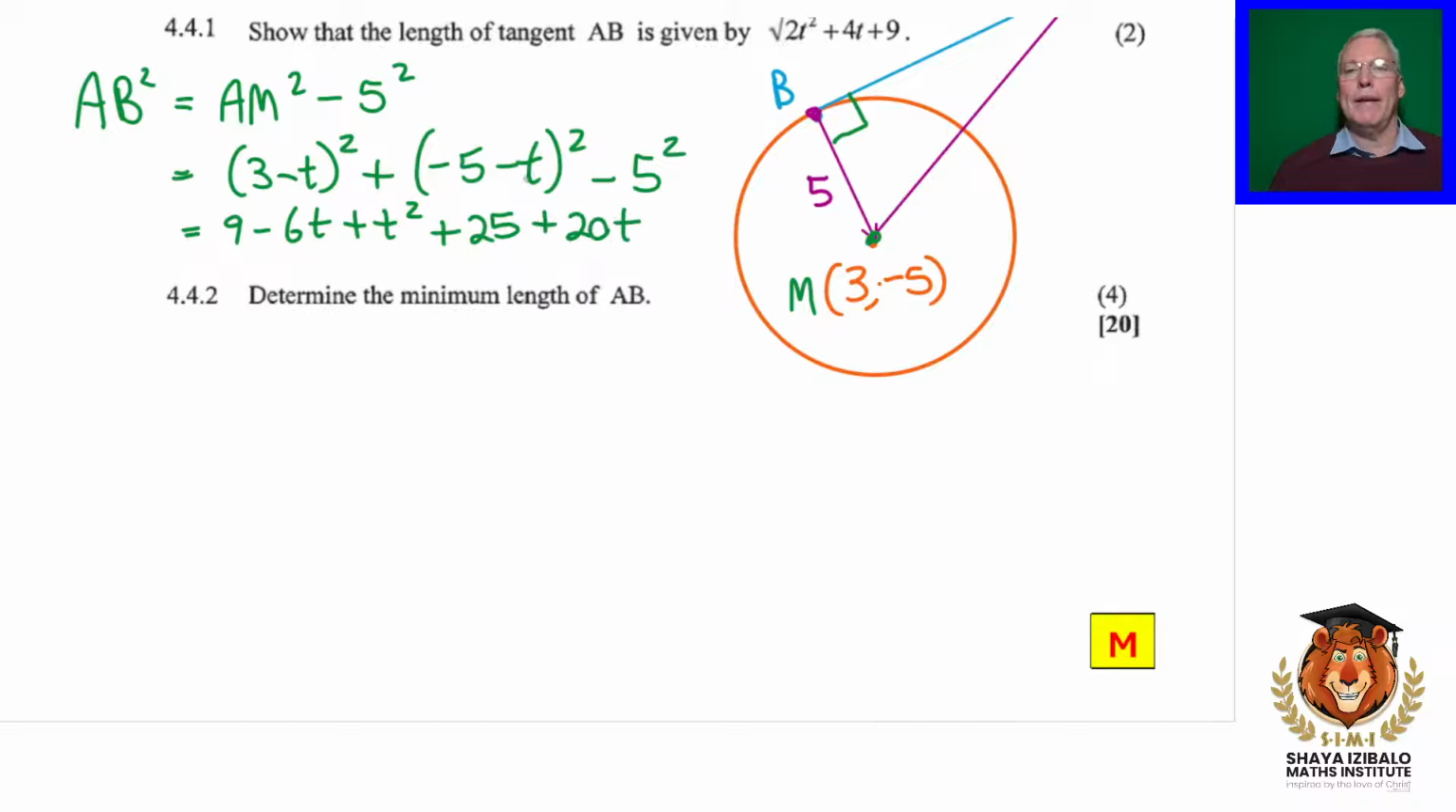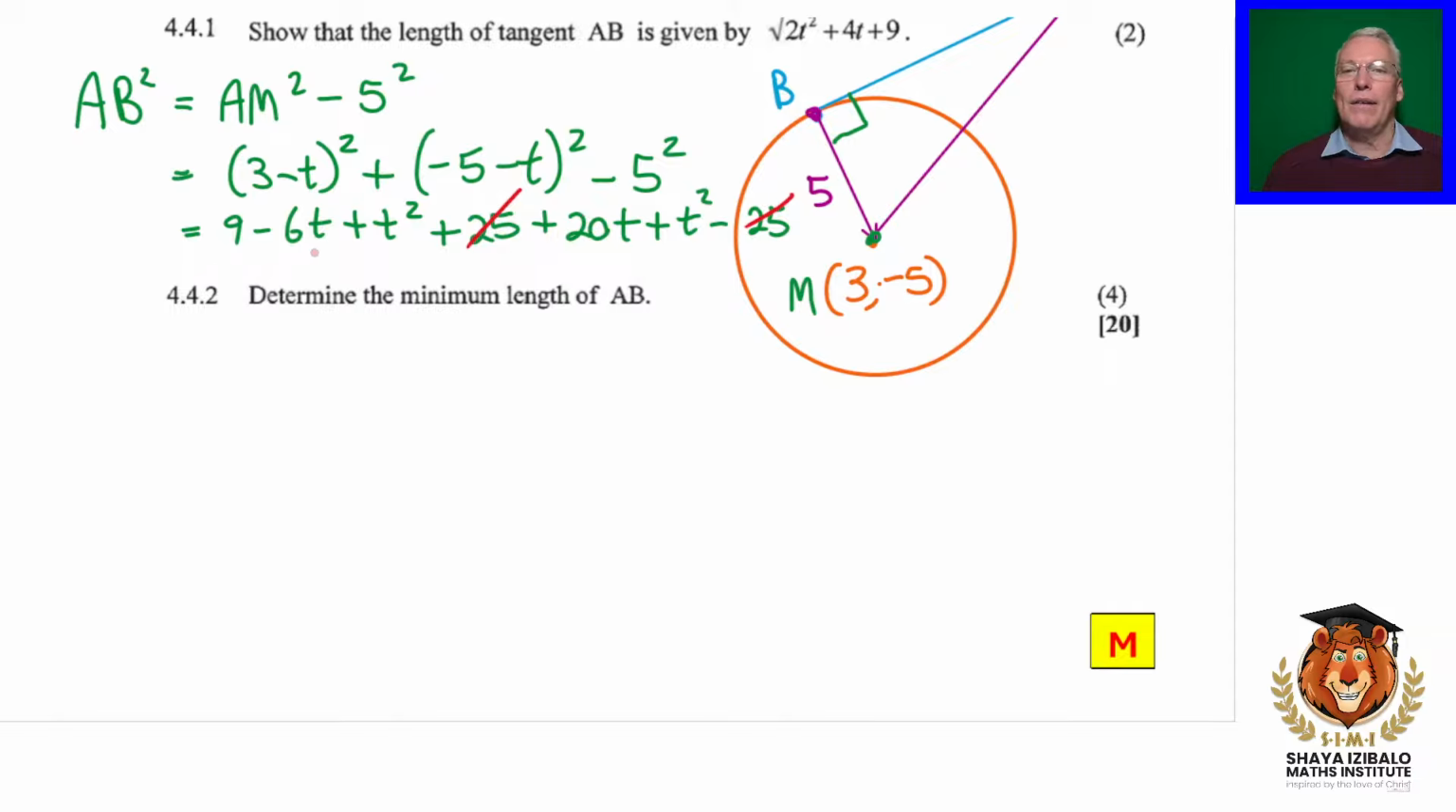All right, and then plus T squared and minus 25. Okay, so these obviously cancel out. Okay, and we end up with negative 6T plus 20T, right, which is going to be 14T. Okay, and somewhere we've made a bit of a hash here. It's plus 20T.